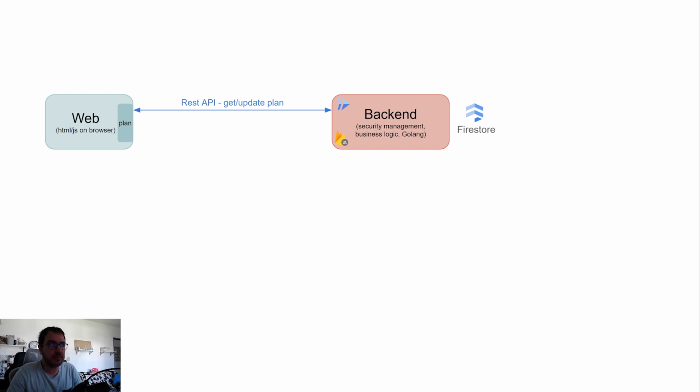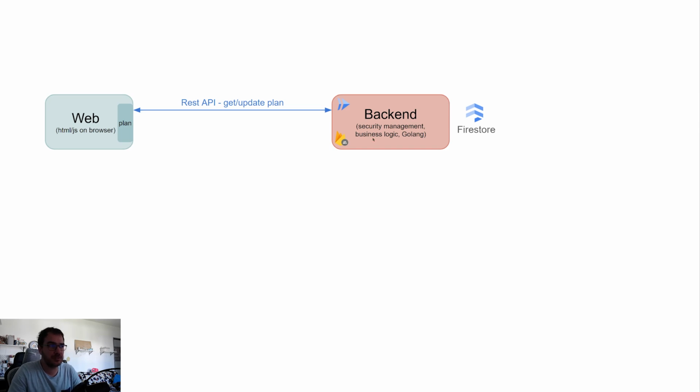So I have a basic REST API interaction with the backend developed in Go, and the data are persisted in Firestore. This backend is running on Cloud Run, not here in the demo. The demo is only local, and I plan to secure it with Firebase authentication to ensure the access and the security of the service.